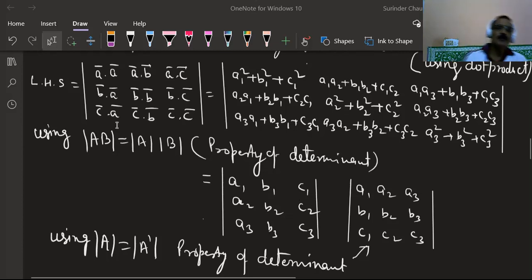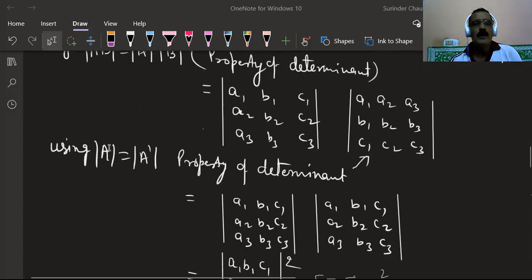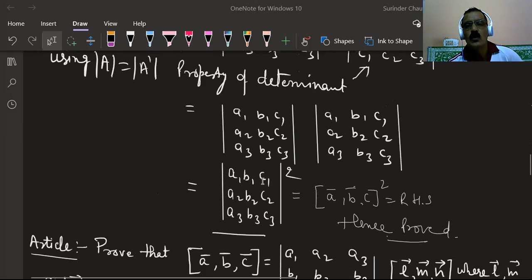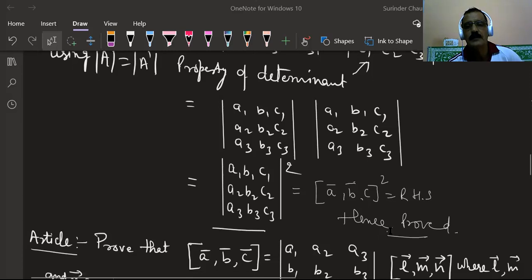Now we apply the property of determinant. The determinant of a product of two matrices is equal to the product of the determinants. So when this was a product of two matrices, we have converted that to a product of two determinants. Again, we will apply the property that the determinant of a matrix is equal to the determinant of its transpose. So we get both the matrices the same. Therefore, this matrix squared is equal to what? This is the determinant, the scalar product of ABC, squared. This is the right hand side, and this is both.